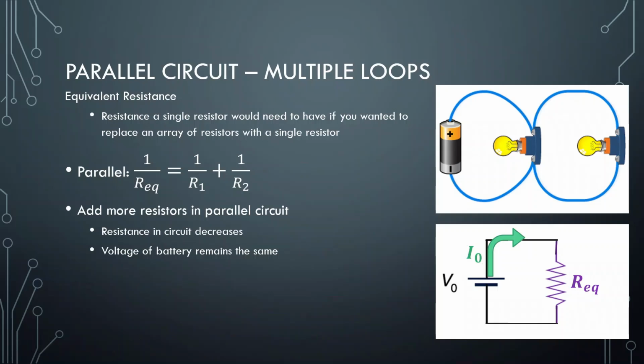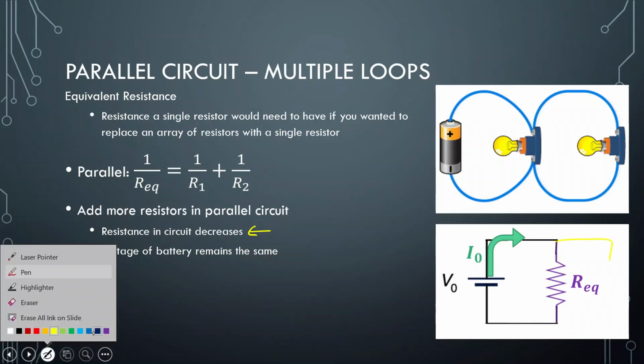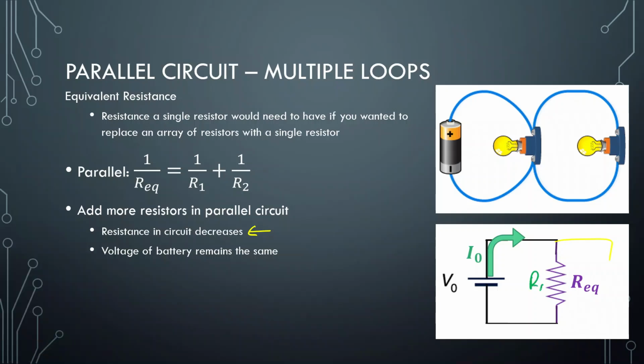Now, if you add more resistors in a parallel circuit, this tells us that our resistance in the circuit actually decreases. You could prove that by plugging in some example numbers. So, for example, I'm not going to plug in numbers, but I'm just going to assume that those two resistors, R1 and R2, have values equal to R.